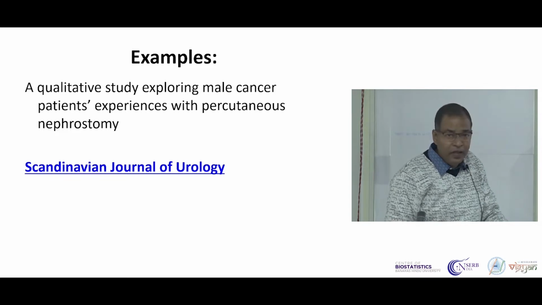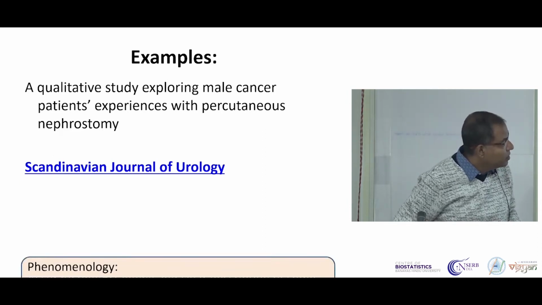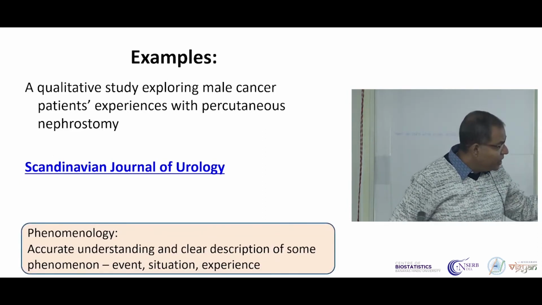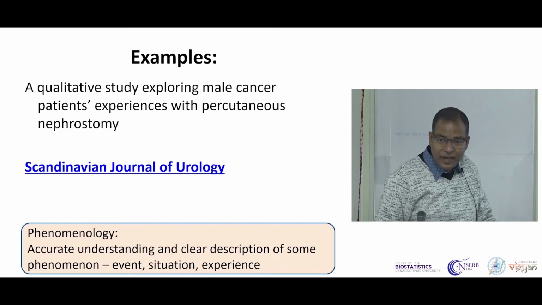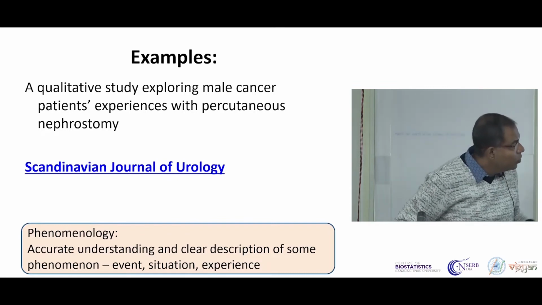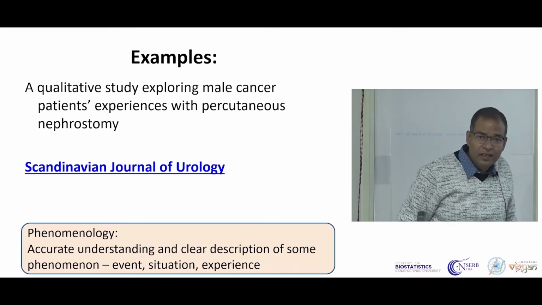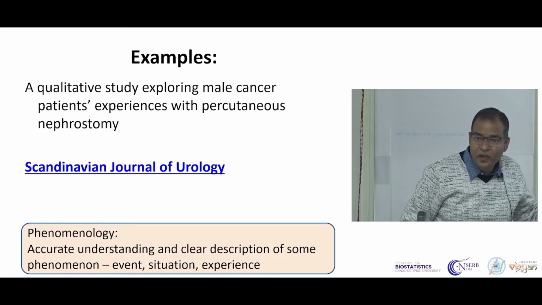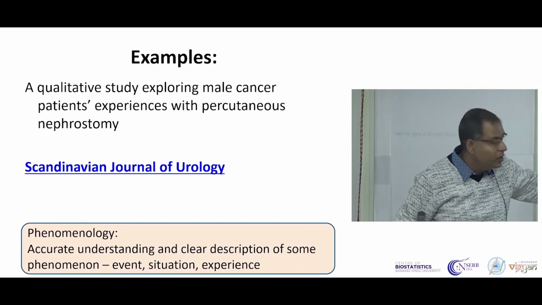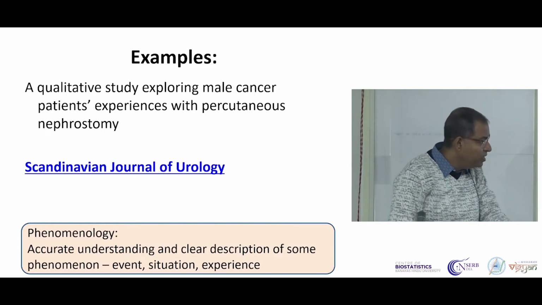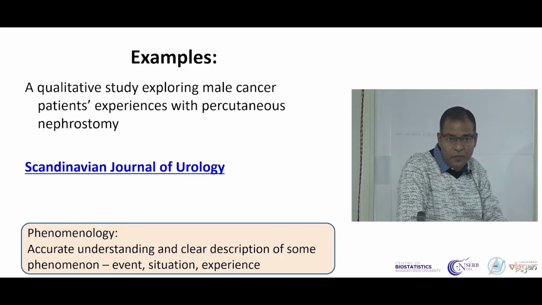A qualitative study exploring male cancer patients' experience with percutaneous nephrostomy is one phenomenology study. You see, an accurate understanding and clear description of some phenomenon is obtained by interviewing the patients who underwent percutaneous nephrostomy. Is it clear? This is one example of phenomenology. The cancer patients who underwent percutaneous nephrostomy were interviewed to have an understanding and clear description of certain phenomena.